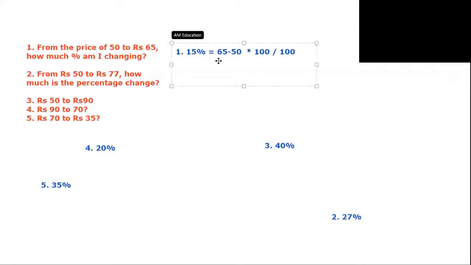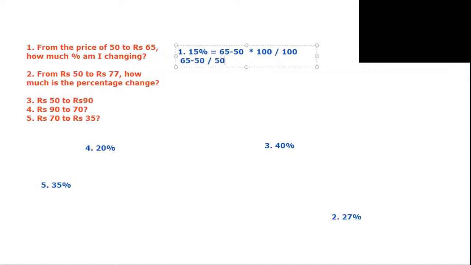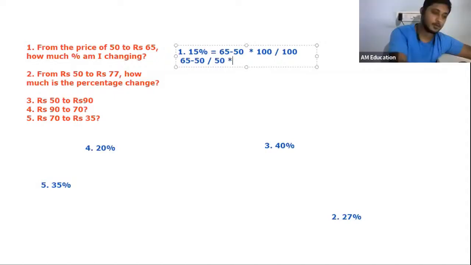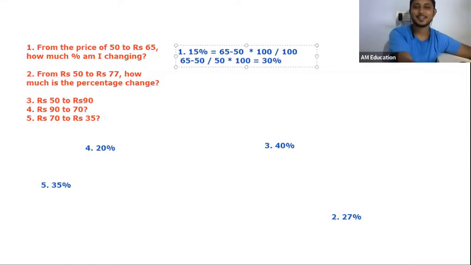65 by 50 into 100. 15 divided by 65 into 100. Okay, so that is 65 minus 50 divided by 50, right? And into 100. And how much is it? 30. 30%, right? So can I get the true answers for all the other stuff right away?